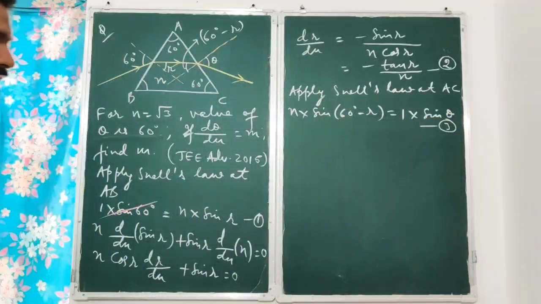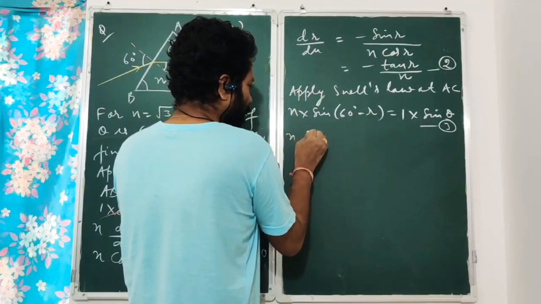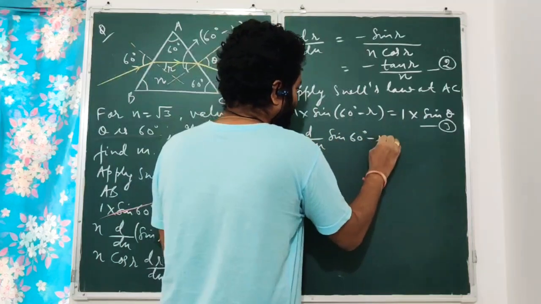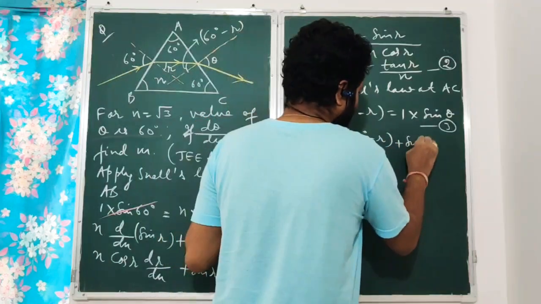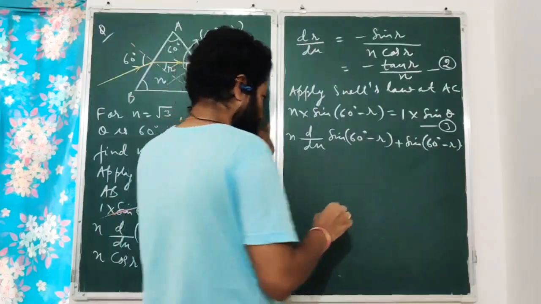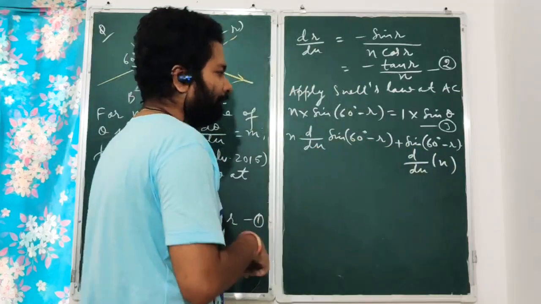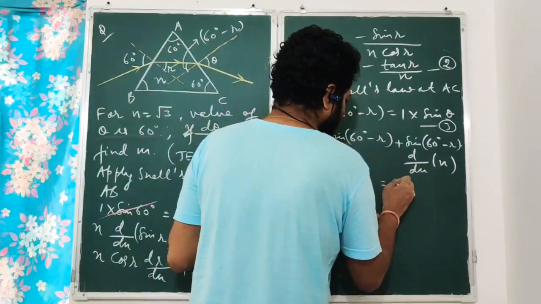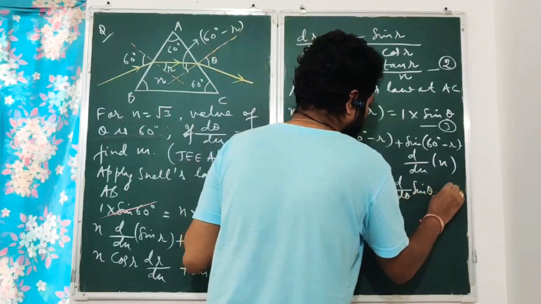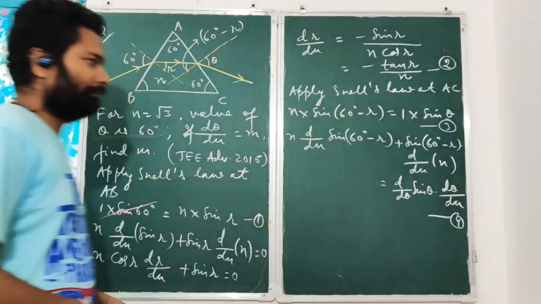Now differentiate the third equation again with respect to n. When you differentiate, you will get n into d by dn of sine of 60 degrees minus r, plus sine of 60 degrees minus r into dn by dn of n. And on the right hand side we will get d by dn of sine theta, so d by d theta of sine theta into d theta by dn. So this will be our fourth equation.